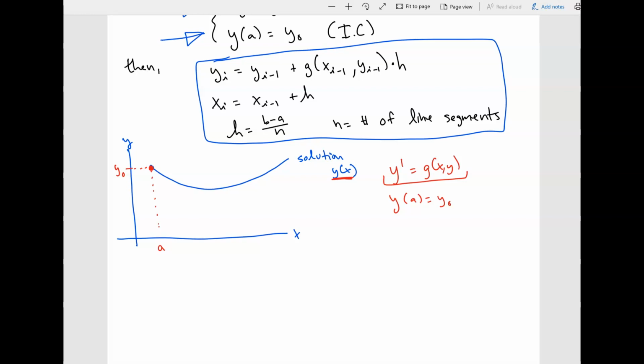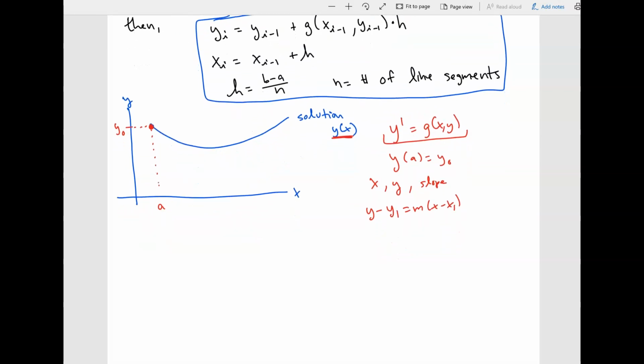So if I know the x value, I know the y value, and I know the slope at that particular x and y, I can just find the equation of a line: y minus y1 equals m times x minus x1. If I move the y1, I get y equals y1 plus m times x minus x1. This x minus x1 is how far I'm changing my x value. So let's say I'm changing it by 1 unit, just moving it over 1 unit.